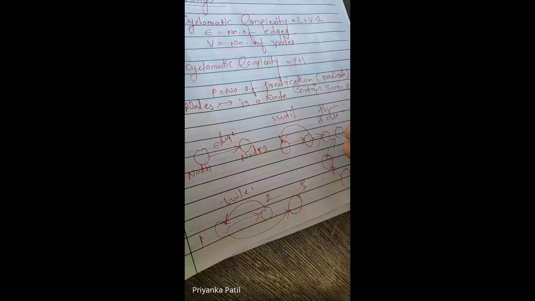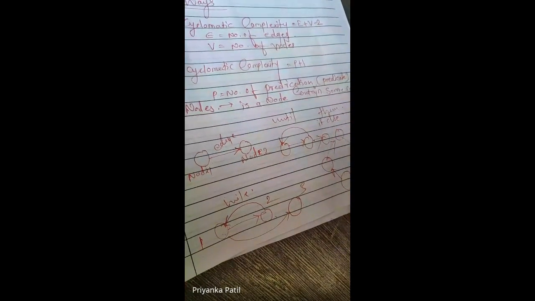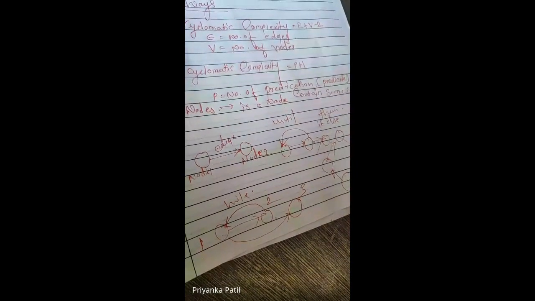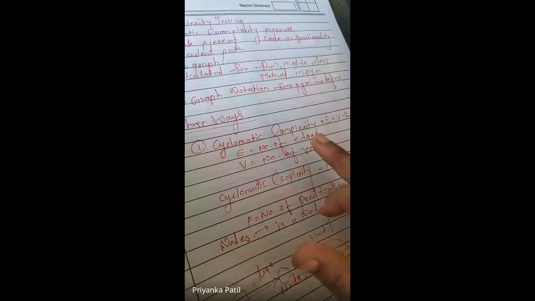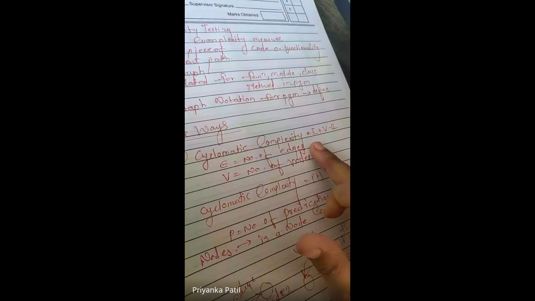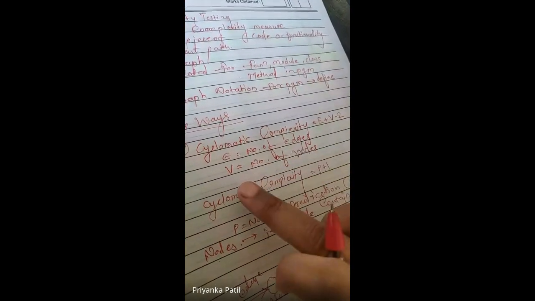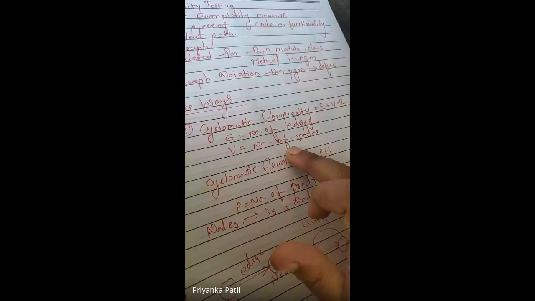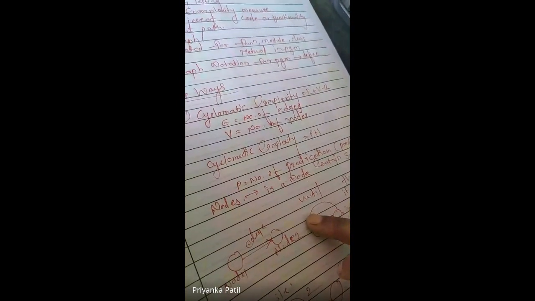Whenever we consider the flow chart, we have already discussed the nodes, the conditions, and every parameter which is required to prepare the flow chart. The code complexity is measured with the help of cyclomatic complexity, in which we consider the formula: cyclomatic complexity is equal to E minus V plus 2. Here E stands for the number of edges and V stands for the number of nodes. We can also calculate the cyclomatic complexity as P plus 1.